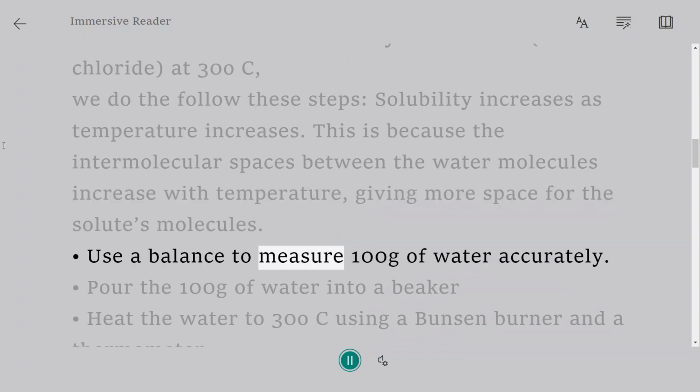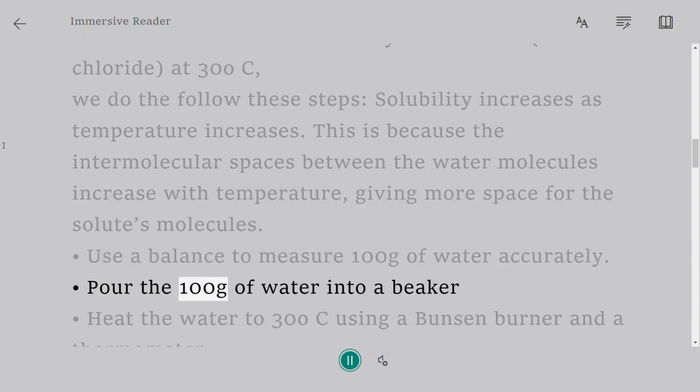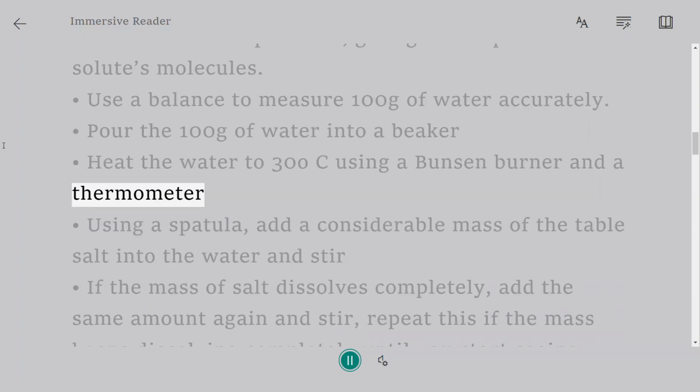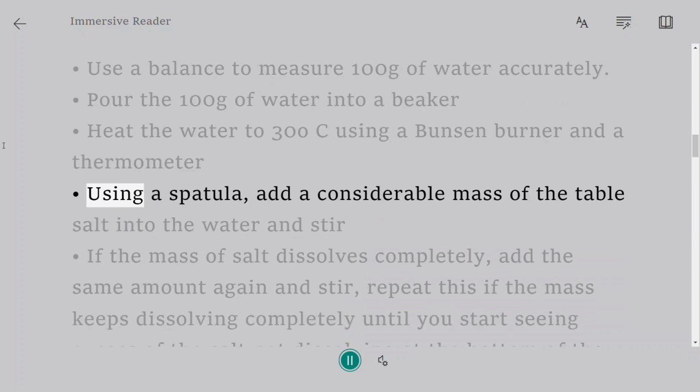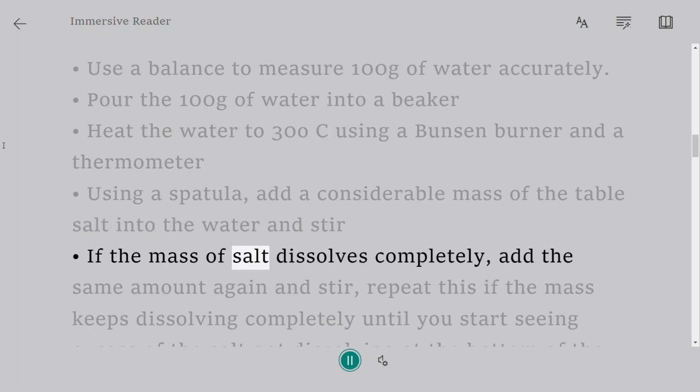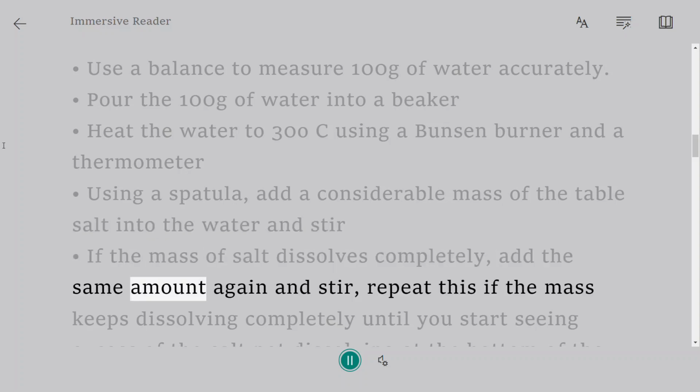Use a balance to measure 100 g of water accurately. Pour the 100 g of water into a beaker. Heat the water to 30 °C using a Bunsen burner and a thermometer. Using a spatula, add a considerable mass of the table salt into the water and stir. If the mass of salt dissolves completely, add the same amount again and stir.